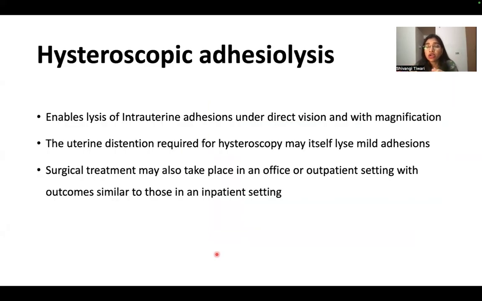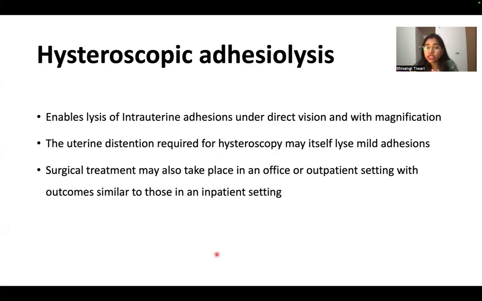Hysteroscopic adhesiolysis enables the lysis of intrauterine adhesions under direct vision and with magnification. The uterine distension required for hysteroscopy may itself lyse mild adhesions. Very flimsy adhesions, when normal saline goes in under pressure, may themselves lyse.